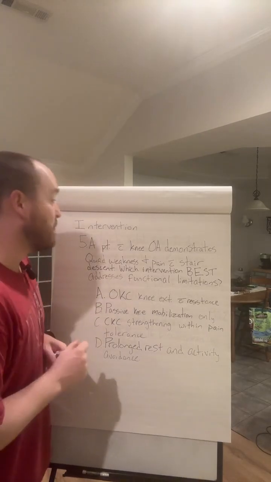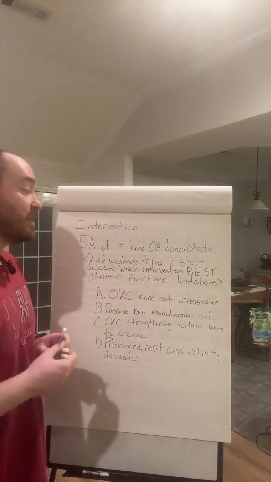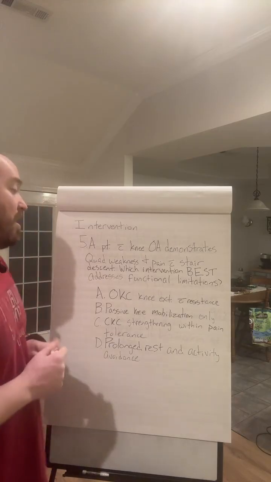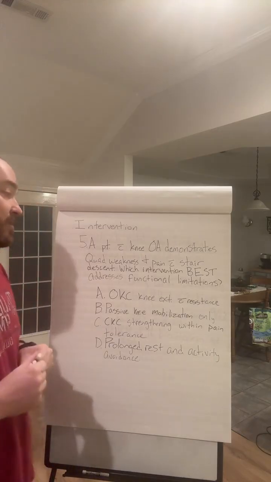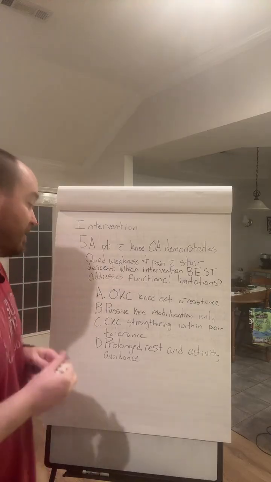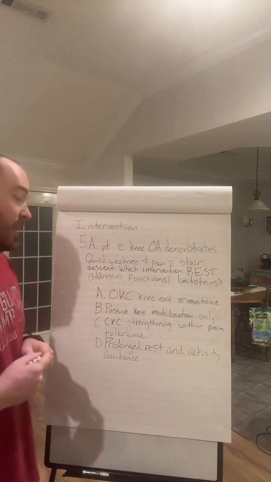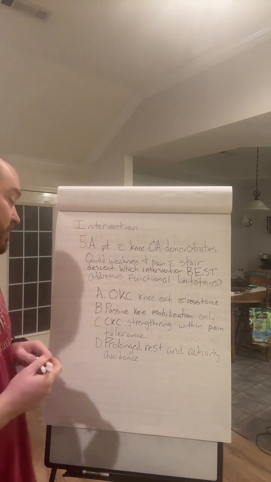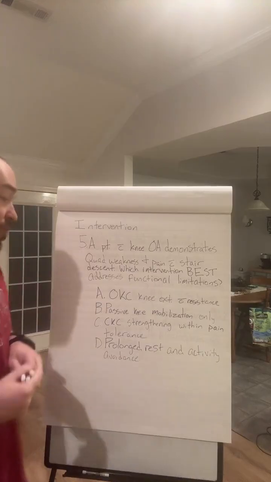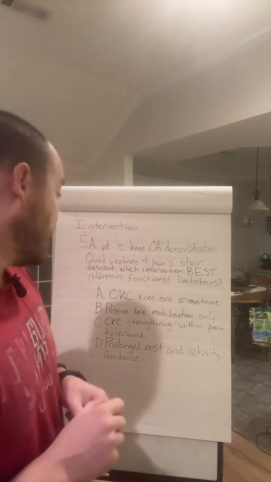I'll read that one more time. A patient with knee osteoarthritis demonstrates quadricep weakness and pain with stair descent. Which intervention best addresses functional limitations? A, open kinetic chain knee extension with resistance. B, passive knee mobilization only. C, closed kinetic chain strengthening within pain tolerance. And D, prolonged rest and activity avoidance. I'll give you some time so you can submit your answers.